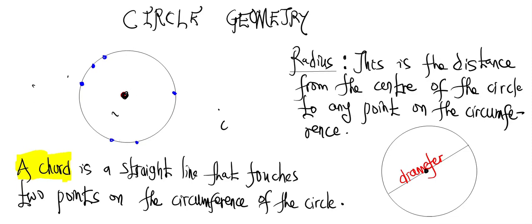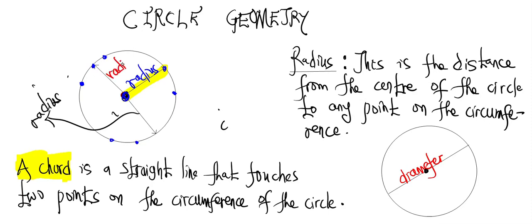So let's have radius. So observe that we take the distance from the center to touch any point on the circumference. So this is a radius. Center to any point on the circumference, this is a radius. Center to any point on the circumference, this is also a radius. Distance from the center to any point on the circumference.